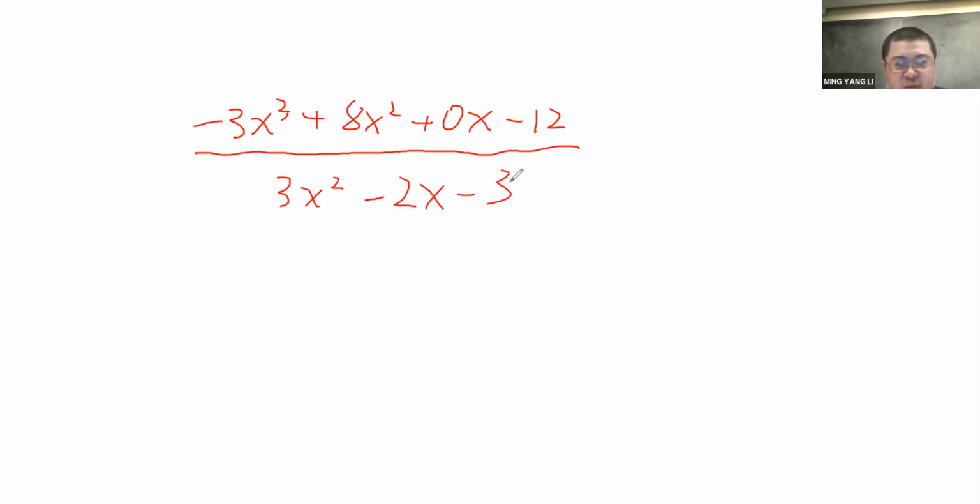We have a polynomial divided by a polynomial, and again, we have to make sure that the numerator and denominator are both in the standard form. So we check the degree again. Let's use a different color. We have degree 3, 2, 1, 0, and here we have degree 2, 1, 0. Perfect. Nothing missed. So after we check the degree, we can start our calculation. We start our long division.